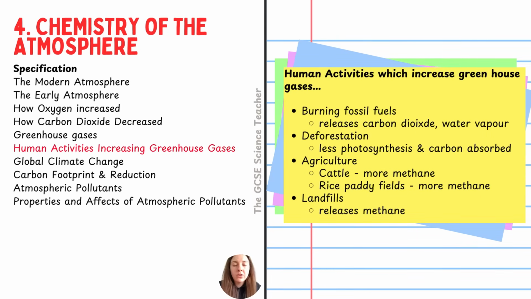Fossil fuels release carbon dioxide and water vapor, and deforestation reduces the number of trees and therefore less photosynthesis and therefore less carbon dioxide is absorbed. Agricultural reasons such as cattle farming increase methane production, and rice paddy fields also increase methane production, and landfills release methane as well. And also landfills can be used because we have fewer trees, so we need more space for landfills, and that can also lead into the deforestation angle too.